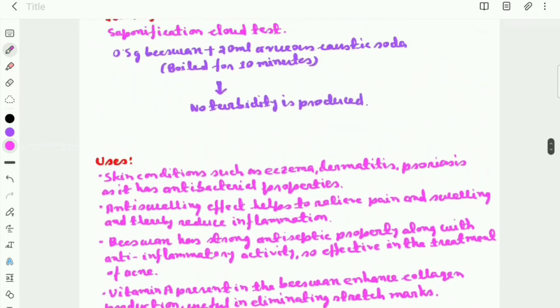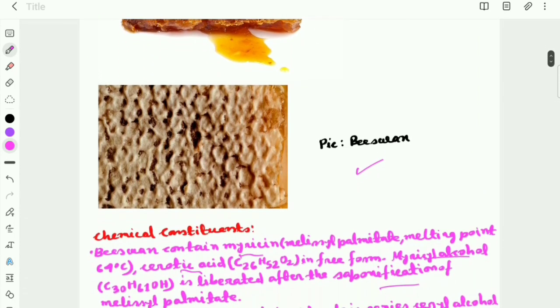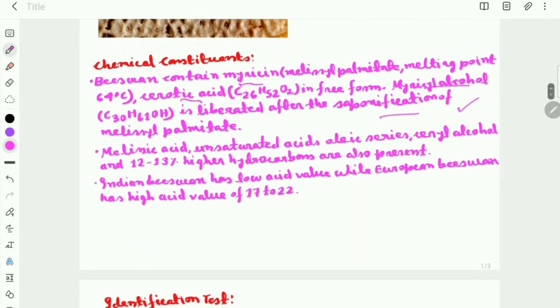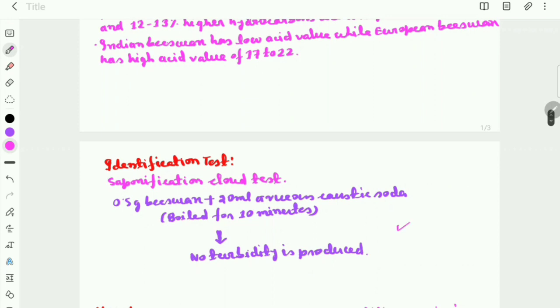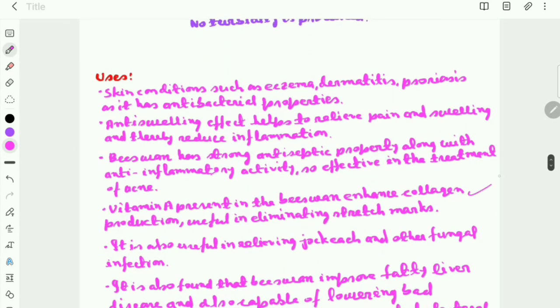So, this is a brief discussion of beeswax, its biological source, or from where it is obtained, its chemical constituents, identification test for beeswax, and uses.